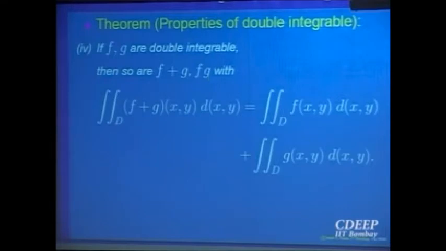Of course, you cannot give a formula for the integral of f into g in terms of the integral of f and the integral of g. Even for one variable, one doesn't know. There is only a special property like integration by parts, which one uses later on. But at least this is true: if f and g are integrable, then the product is also integrable.